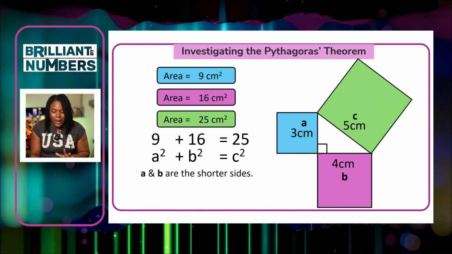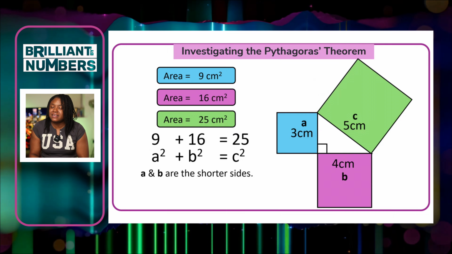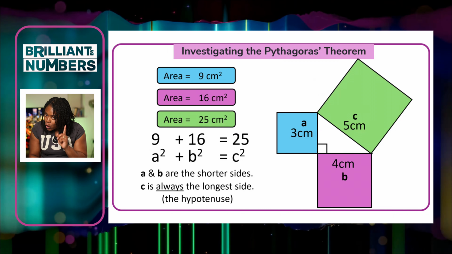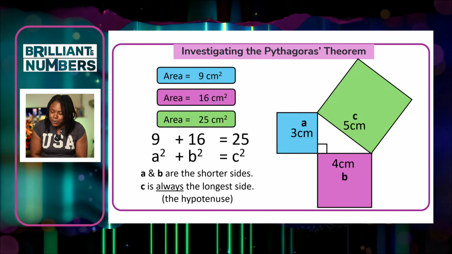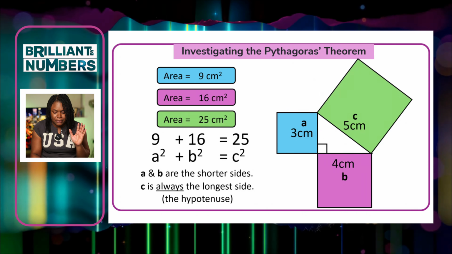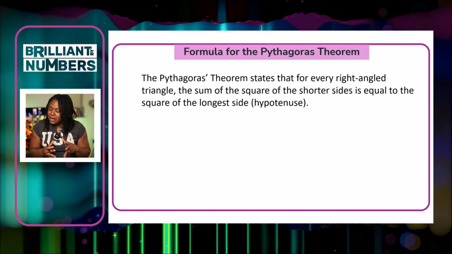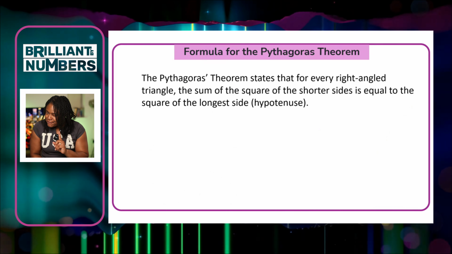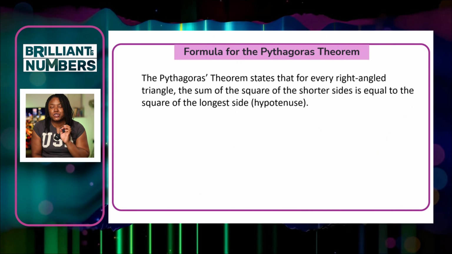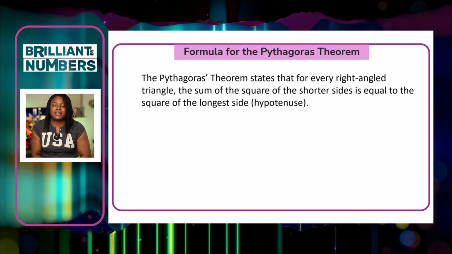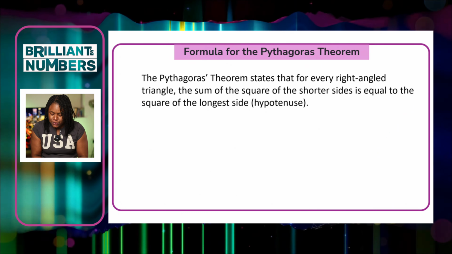So I'm just going to qualify that a bit more. A and B are the shorter sides, and C is always the longest side, which is called the hypotenuse. Absolutely brilliant. So I'm going to put that in a formal explanation now. So the Pythagoras theorem states that for every right-angled triangle, the sum of the square of the shortest sides will always be equal to the square of the longest side, which is called the hypotenuse.